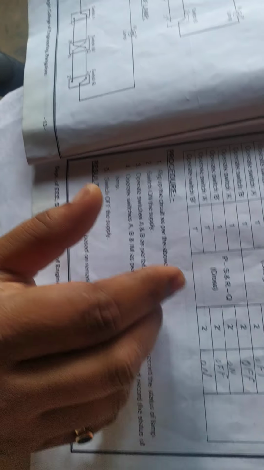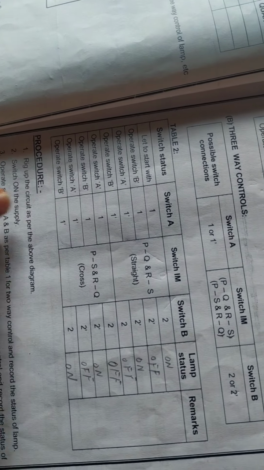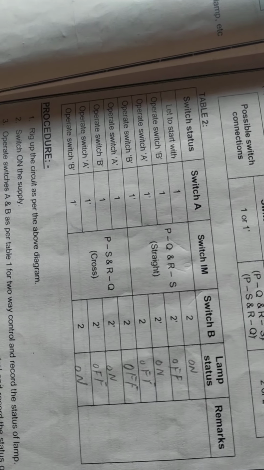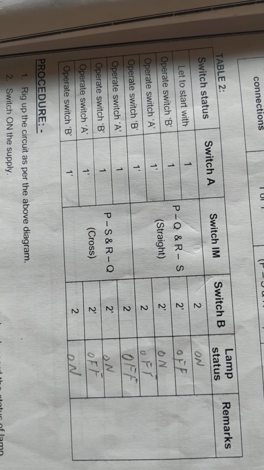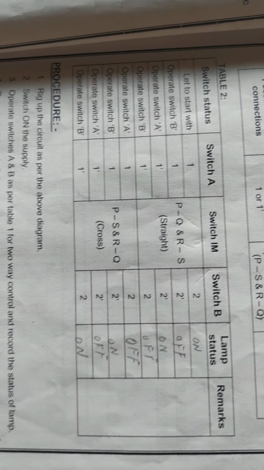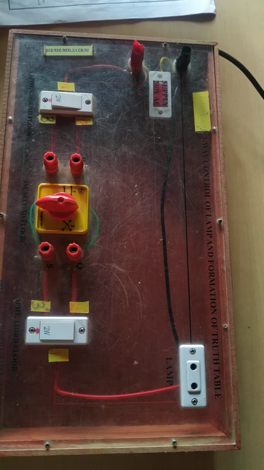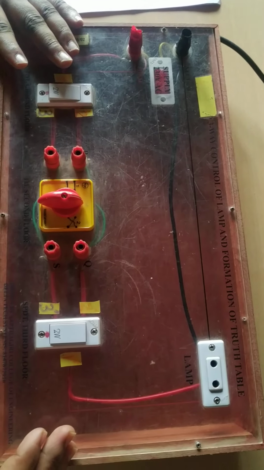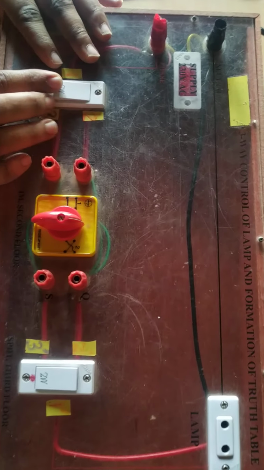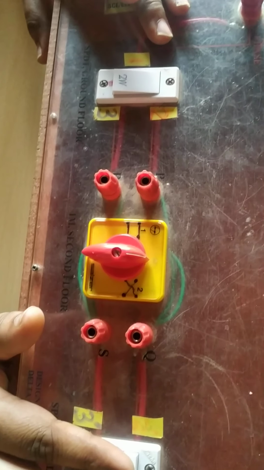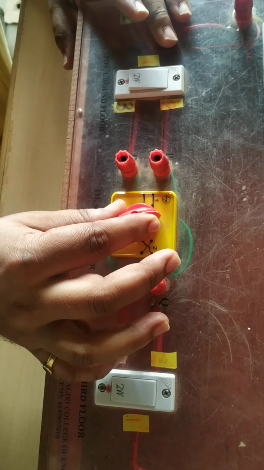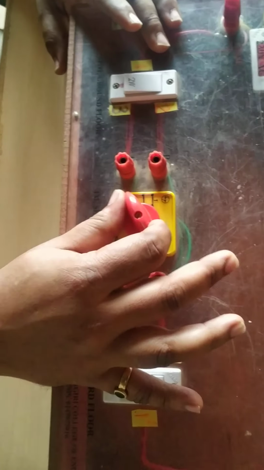So this is how you need to verify using this truth table. So 1 dash, 2 dash is the operating terminals of the switches. Okay, so now this will be verified using the hardware kit. So this is a 3-way board, whatever I talked. So this I'll take as switch A, this as switch B, and this is the intermediate switch, what I am talking about.